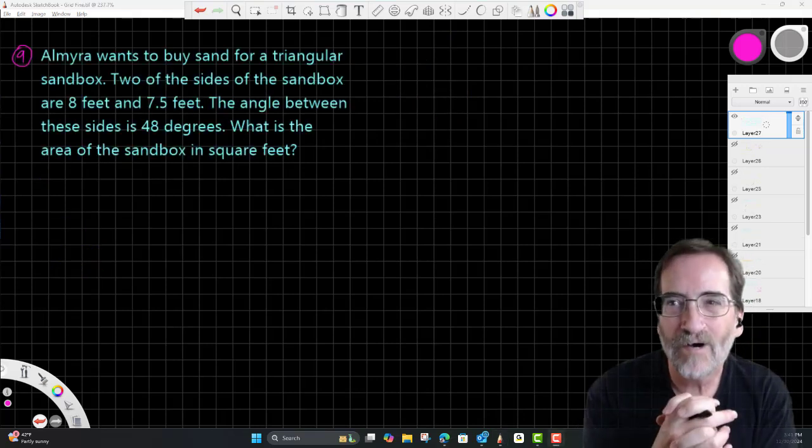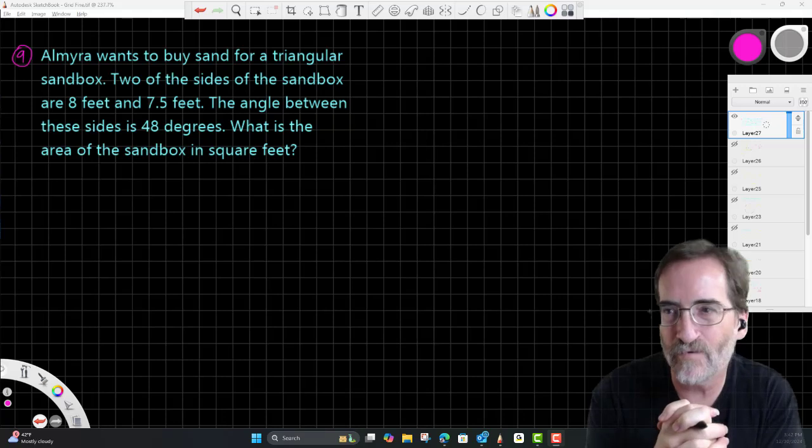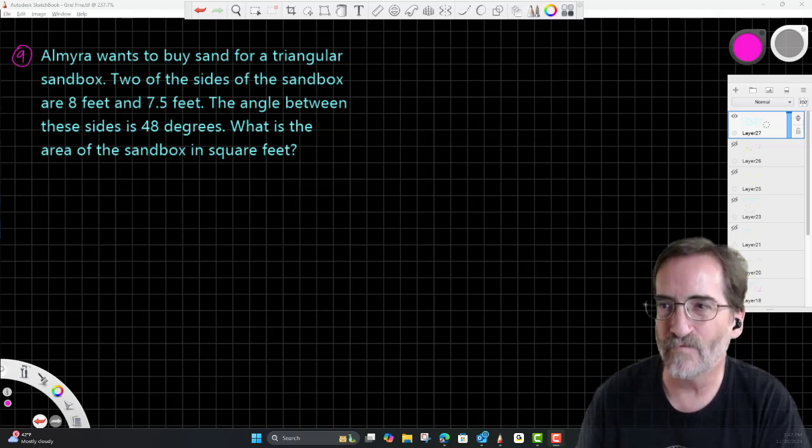All right, Elmira wants to buy sand for a triangular sandbox. Two of the sides of the sandbox are 8 feet and 7.5 feet. The angle between these sides is 48 degrees. What is the area of the sandbox in square feet?